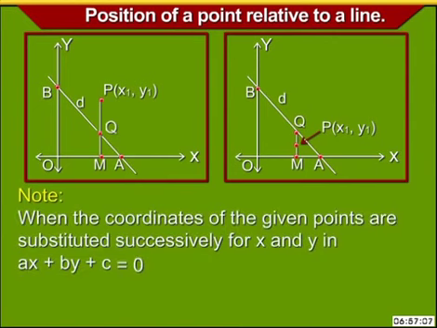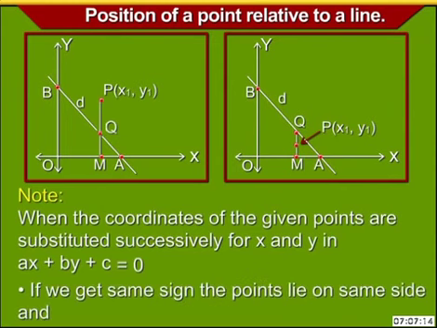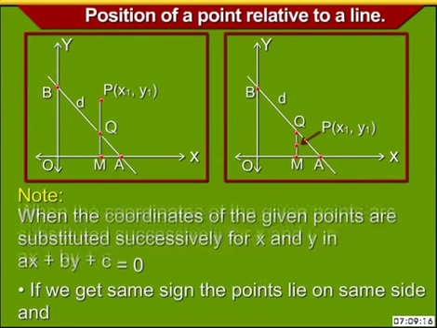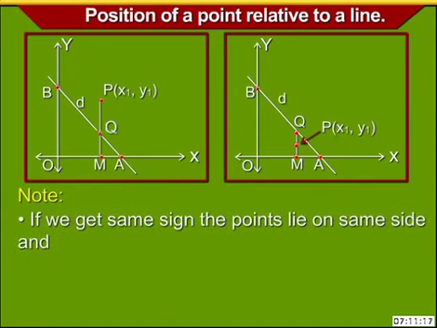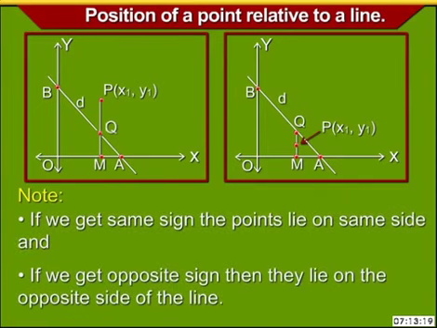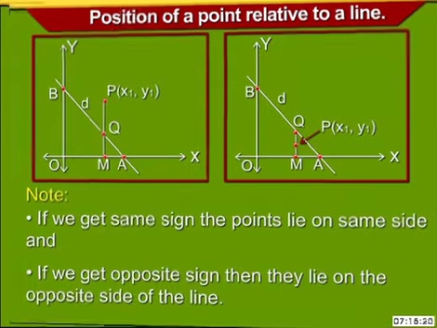When the coordinates of the given point are substituted successively for x and y in ax plus by plus c equal to 0, if we get same sign, the points lie on the same side, and if we get opposite sign, then they lie on the opposite side of the line.